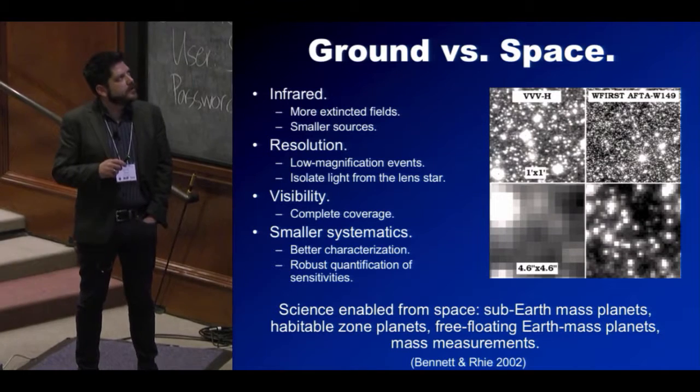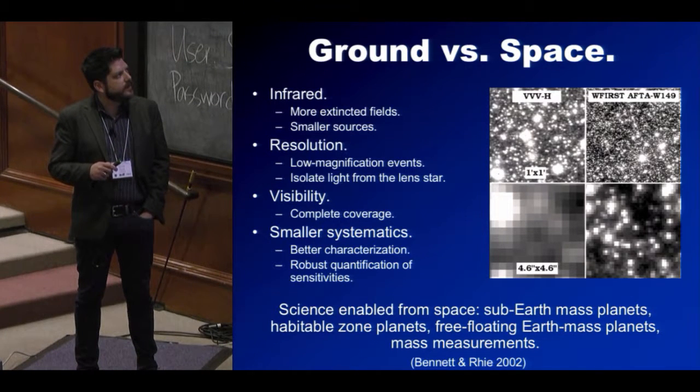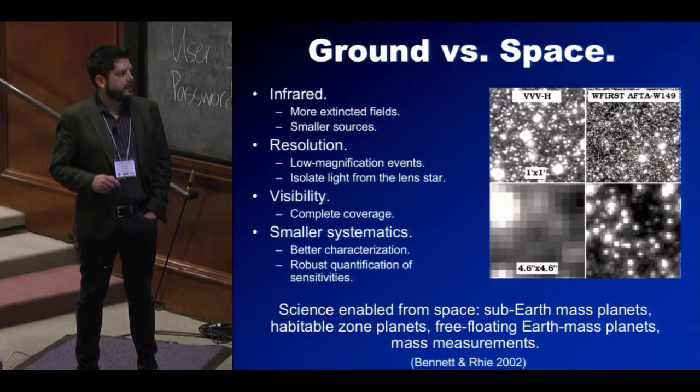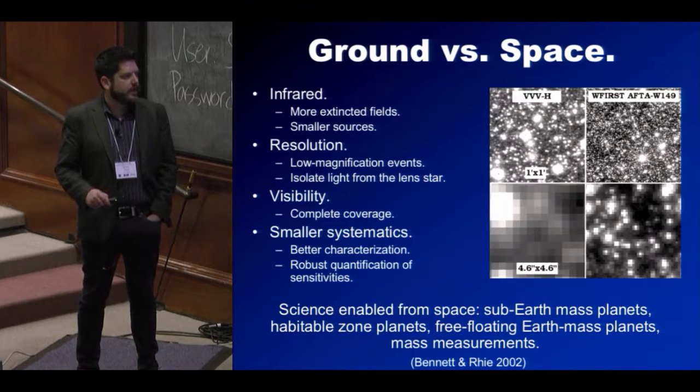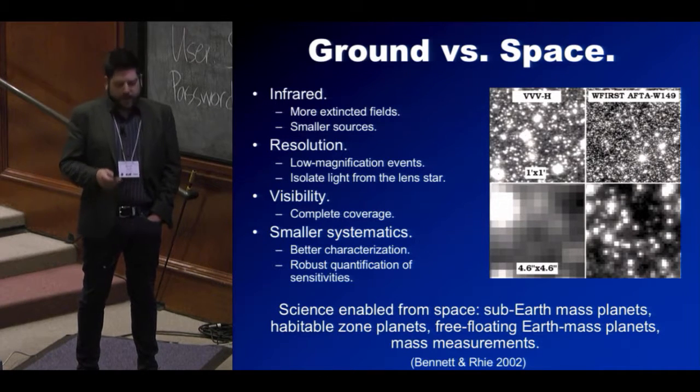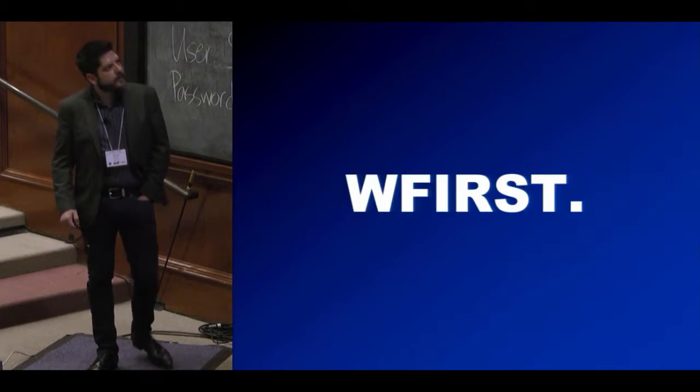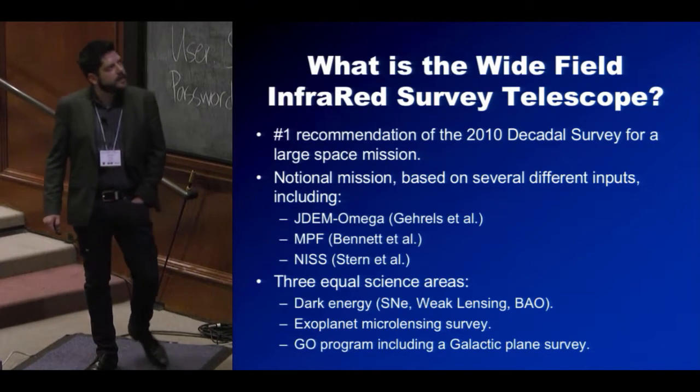And so that means that you have lots of systematics. Going to space allows you to go to the infrared. You can go to more extincted fields, smaller sources. You get better resolution. You get more complete coverage. And you get better control of systematics. And all of this enables a whole host of science that you can't achieve from the ground. Okay, so that's where WFIRST comes in.